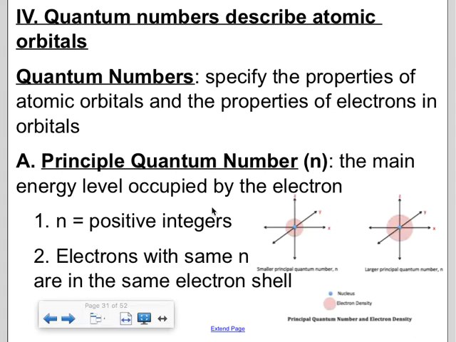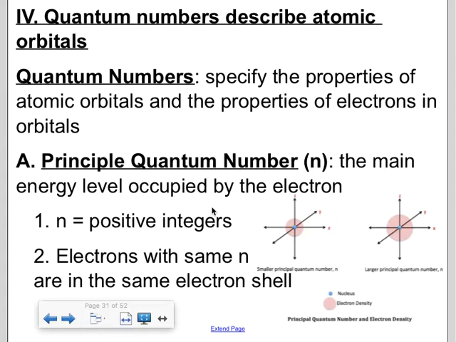So we're going to get into some crazy vocab terms here. The first one is quantum numbers. We're going to use quantum numbers to help us describe properties of electrons. It might tell us what type of orbital we're looking at, how reactive it is, or which energy level it's in. So quantum numbers specify properties of electrons. There are a few different types. The first one is called the principal quantum number, and the symbol for it is n. All the principal quantum number is telling you is the energy level that the electron is in. It's always positive integers. Electrons with the same n are in the same electron shell.